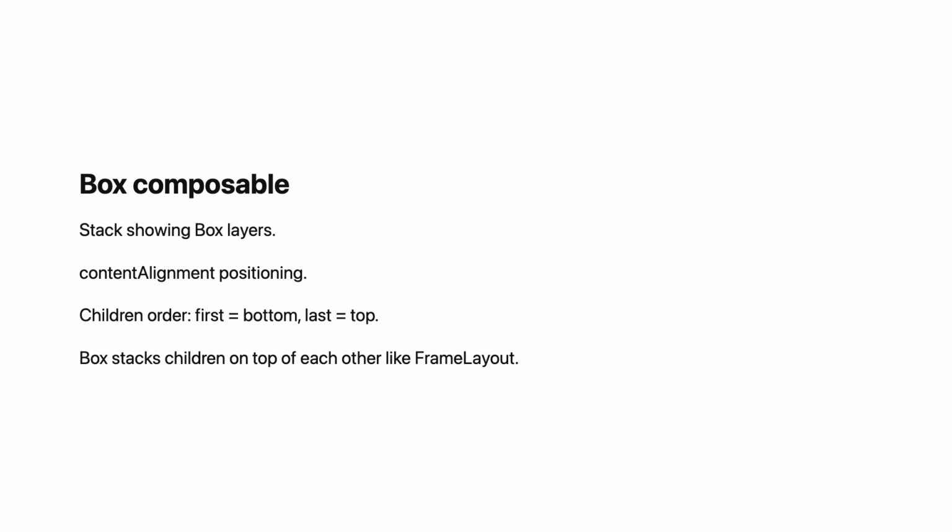Box stacks children on top of each other. Box { Image(...) Text(overlay) }. Box is the Compose equivalent of FrameLayout. Use contentAlignment to position children. Alignment.Center, Alignment.BottomEnd. Children draw in order. First is bottom, last is top. Box with Modifier.fillMaxSize is a common pattern for full screen content.